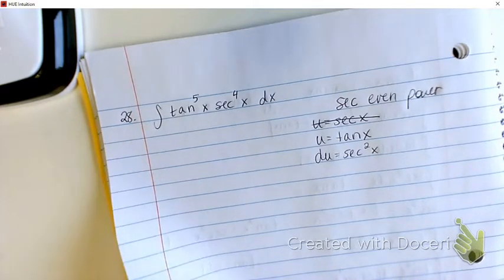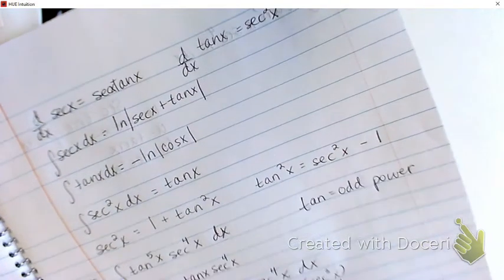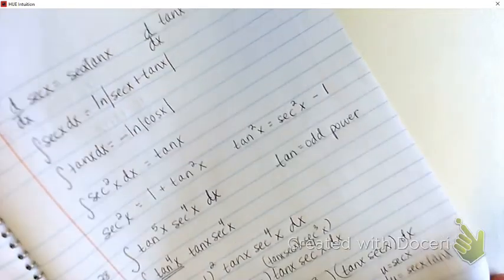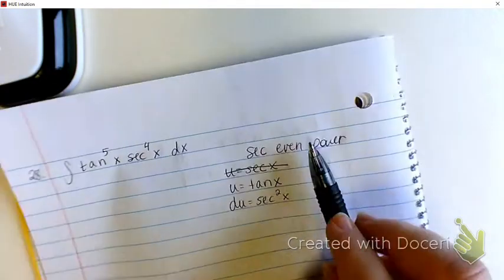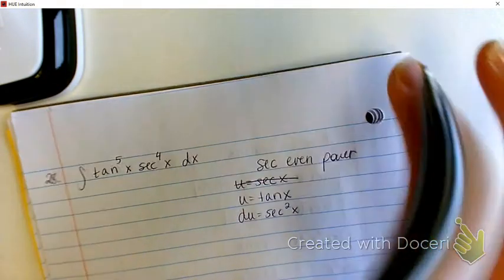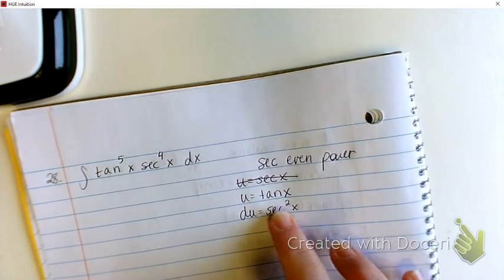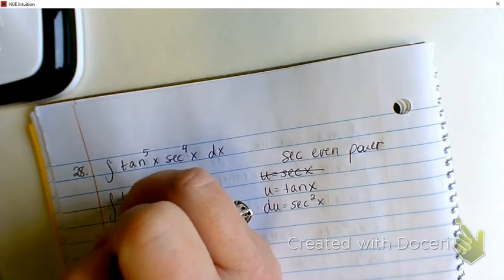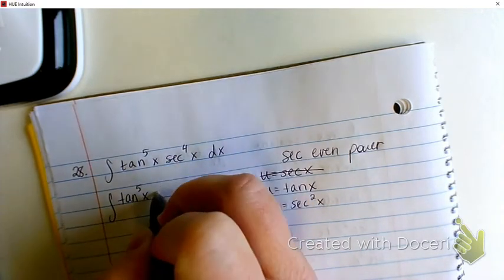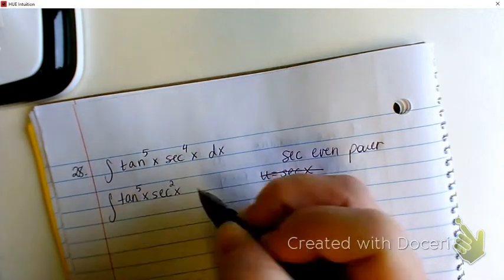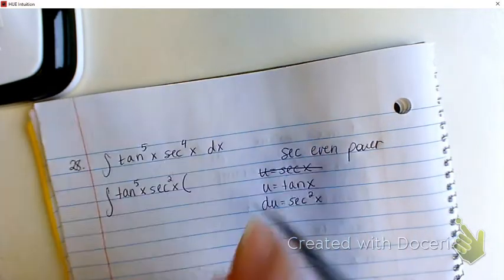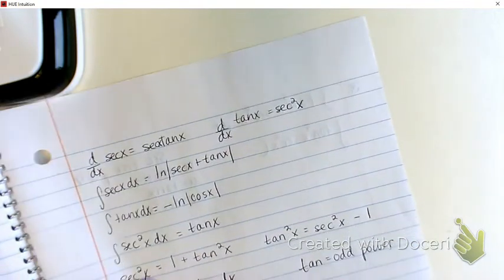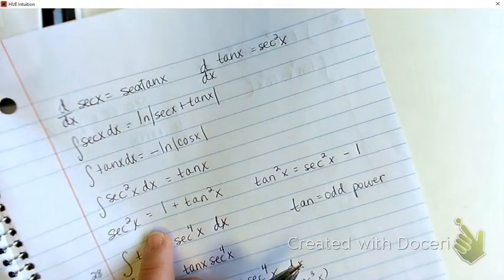So when tangent is odd, you change the tangent. When secant is even, you change the secant, but you leave a secant squared term out. So we're going to have tangent to the 5th of x, and a secant squared of x that we're going to leave. And then we're going to change the other secant squared to this formula here: 1 plus tangent squared of x.